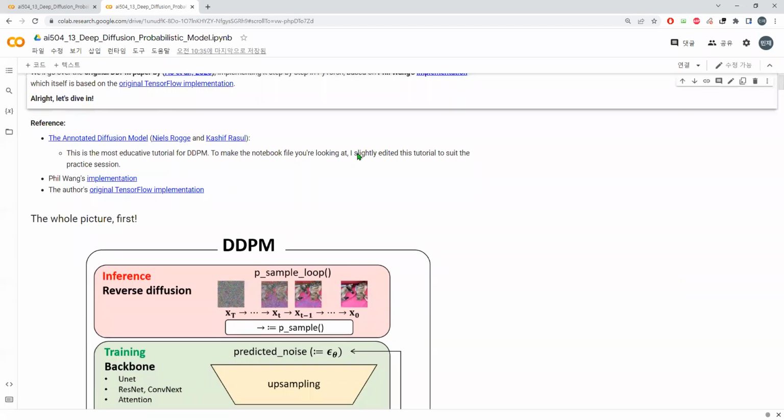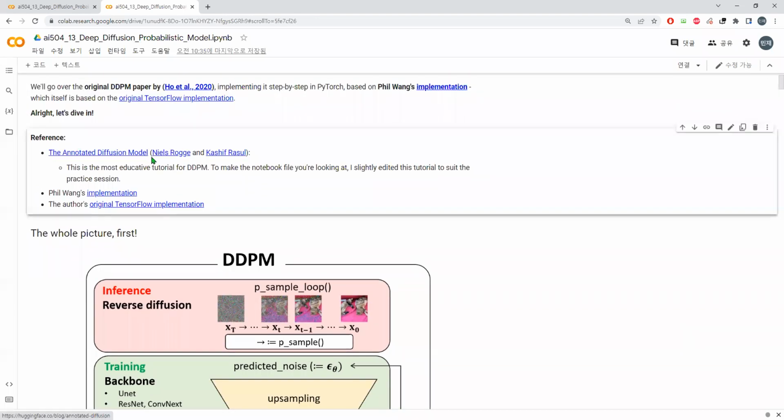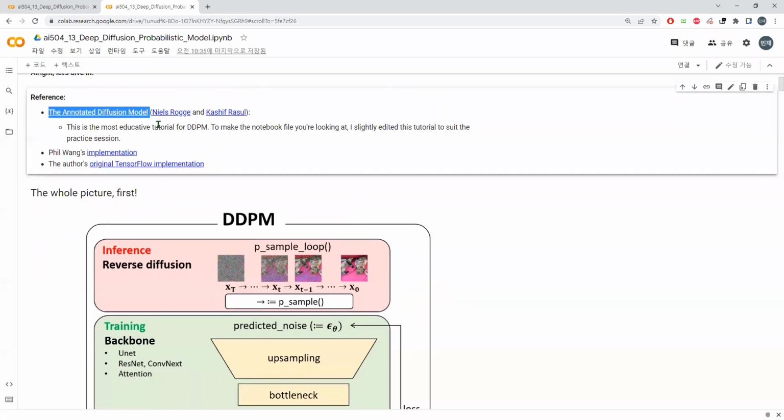Okay, all right. And about the reference, I think this is the most educative. I mean, the annotated diffusion model material is the most educative tutorial for DDPM, and most of the contents in the notebook file you are now looking at are heavily borrowed from this tutorial, and I really owe them. But there are way too many modules in this tutorial, so I quite simplified this tutorial.